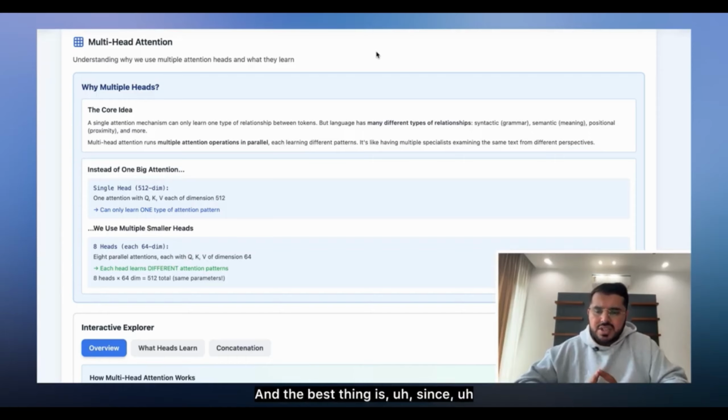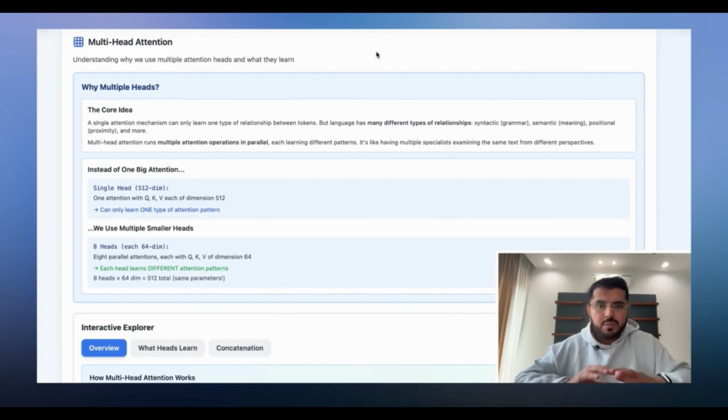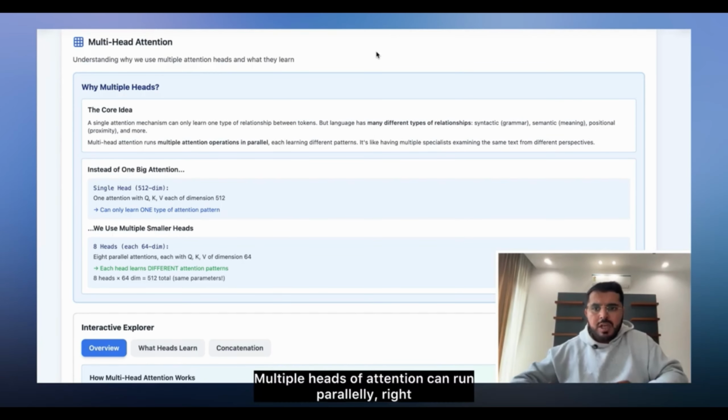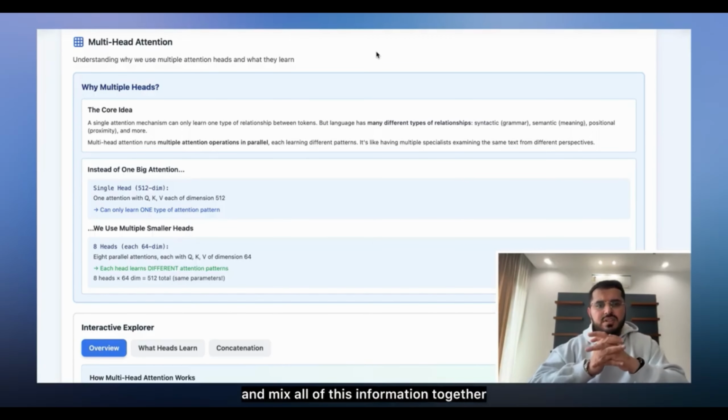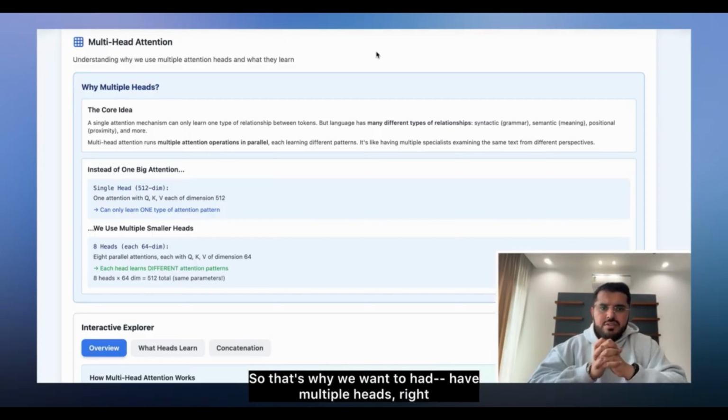And the best thing is, since we are using GPUs as hardware, attention can be parallelized, right? Attention is not a sequential operation. We are keeping a global context. Multiple heads of attention can run in parallel, right? And each of them will capture different patterns, and we're going to club and mix all of this information together, right? So that's why we want to have multiple heads, right?